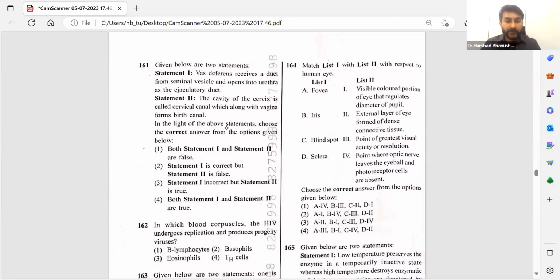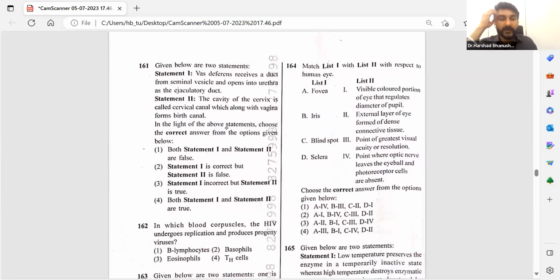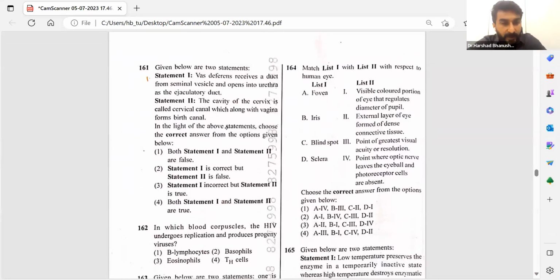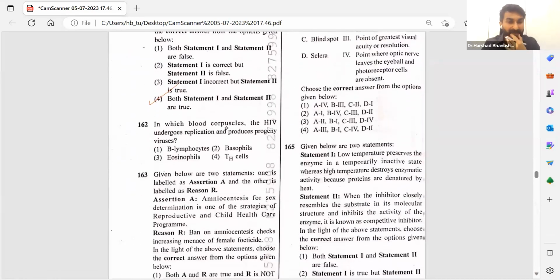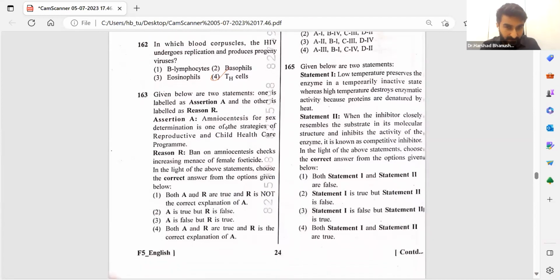Statement 2, vas deferens receives the duct from the seminal vesicle and opens into the urethra as the ejaculatory duct. That's correct. Cavity of the cervix is called a cervical canal. Along with vagina, it forms the birth canal. That's correct too. So both 1 and 2 are the correct statements. In which of the following blood corpuscles does HIV undergo replication? You know it undergoes replication in the T4, that is T helper cells. So T8 cells.